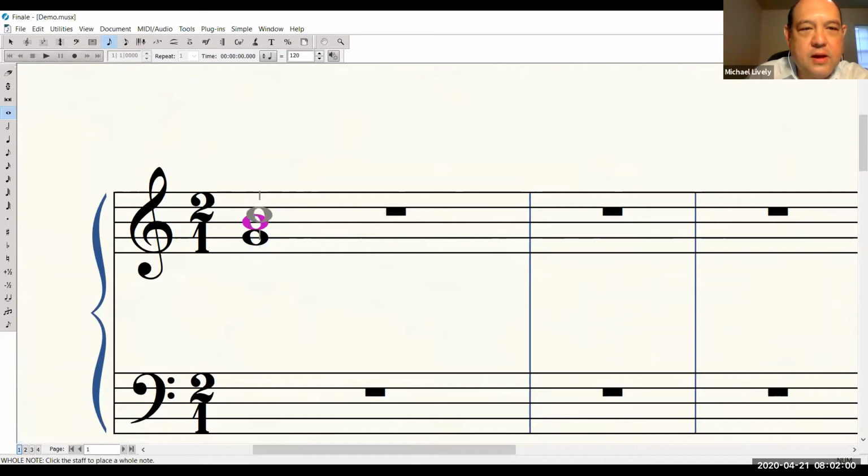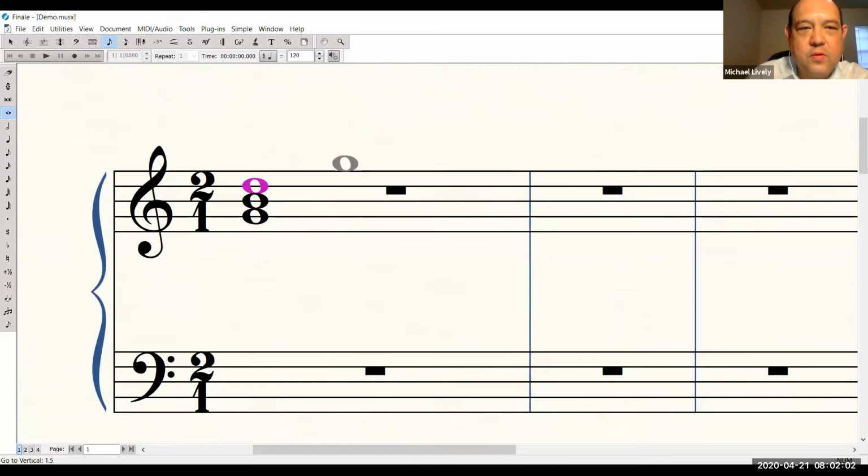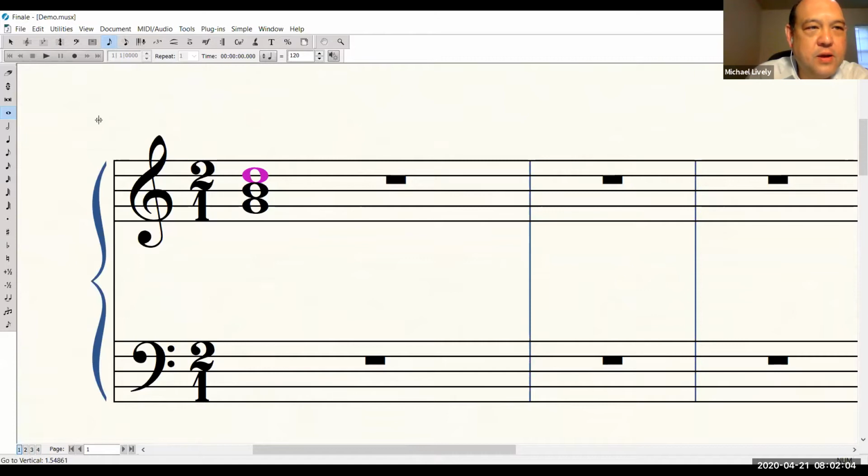So let's say you're in the key of C major. So here's our dominant chord, the 5 chord. And as we know, that resolves to 1. And let's do a 1 chord like this. It's just piano music, not worried about exactly which voice goes where.